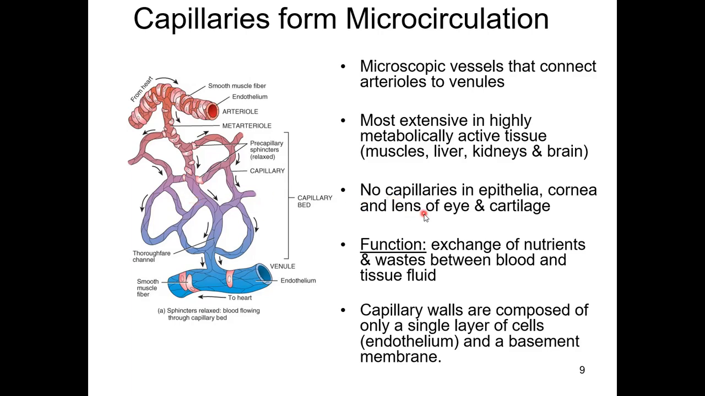Now, on the flip side of that, there are places in the body where there are no capillaries. In epithelial tissue in general, our cornea and lens of the eye is largely free of capillaries, and also cartilages have no capillaries.